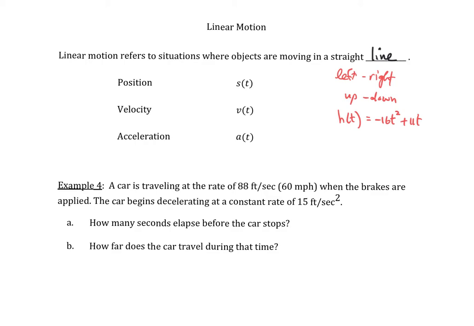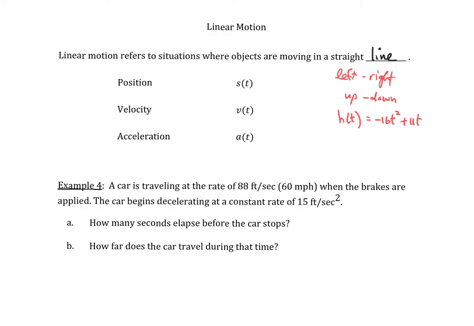Now, when you look at this equation over here, this equation does not look like a line, but this equation just gives the height. So in this case, maybe the ball is being thrown up into the air and then the ball comes back down. And this equation might give the equation of the height. So the object's moving in a straight line, even though the function itself does not look like a line. Okay?